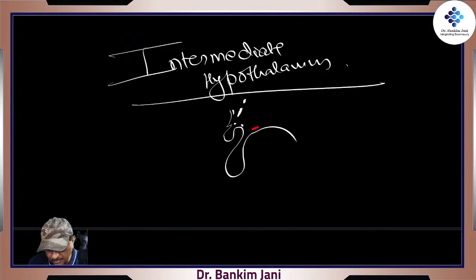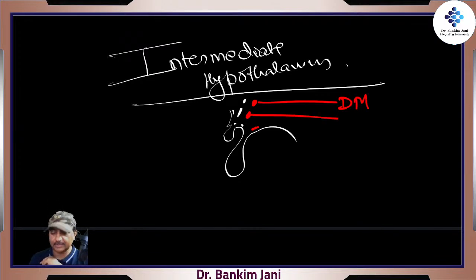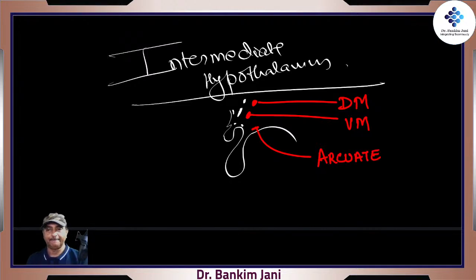Change color. Now we have got three. One, this one would be called the arcuate, and then two big ones over here. This is dorsomedial, another one would be ventromedial, and this one is arcuate. Easy, right? Ventromedial, dorsomedial, and the arcuate.